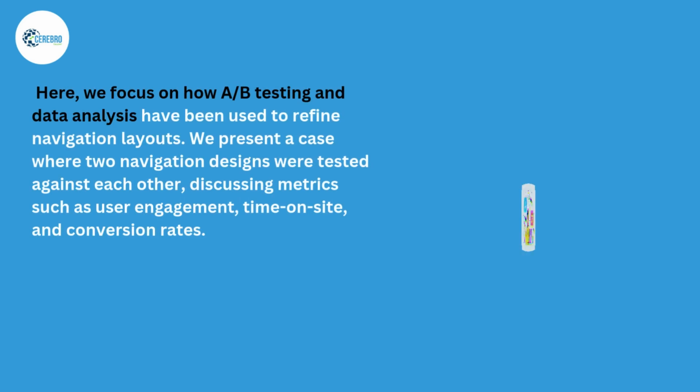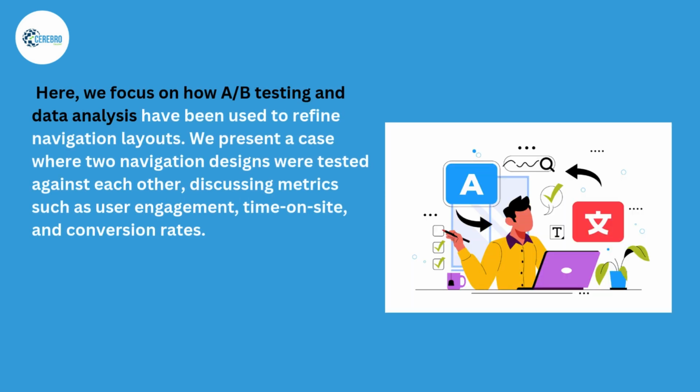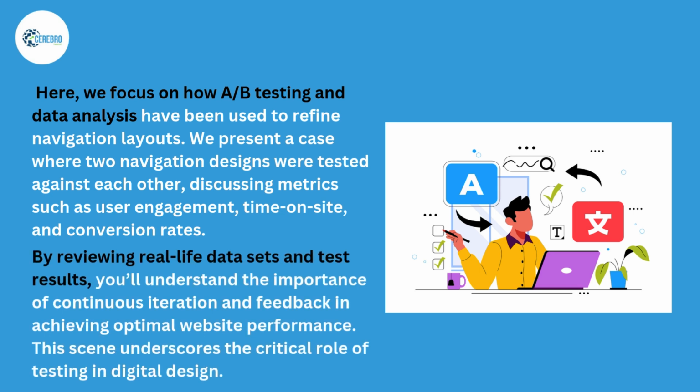Here we focus on how A/B testing and data analysis have been used to refine navigation layouts. We present a case where two navigation designs were tested against each other, discussing metrics such as user engagement, time on site, and conversion rates. This data-driven experiment illustrates how small changes in navigation can yield significant improvements.